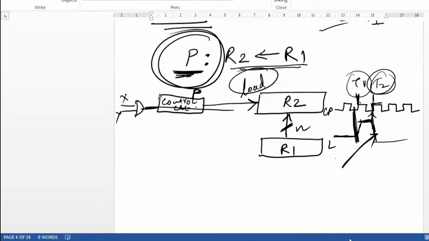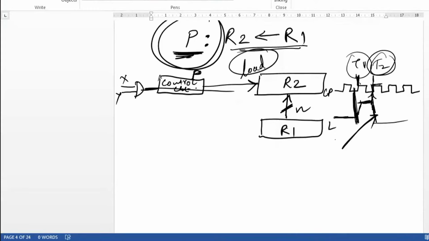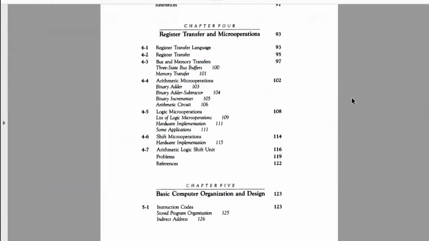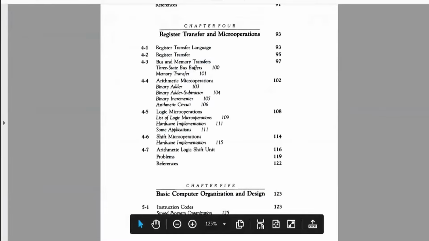Okay, now so we saw what is register transfer. We also saw register transfer with a control function. Okay, now let us move ahead. Let me quickly go show you that book as well, and then we'll move on to the next bus and memory transfer. Okay.